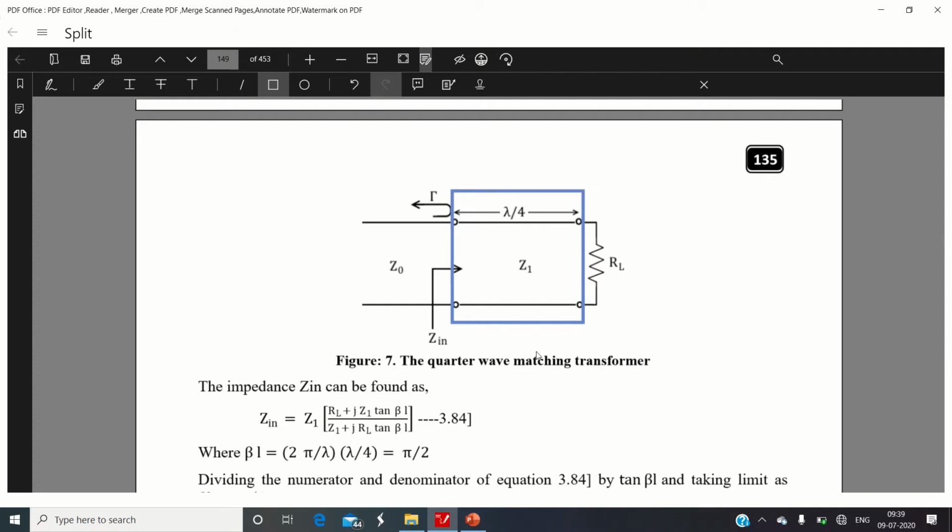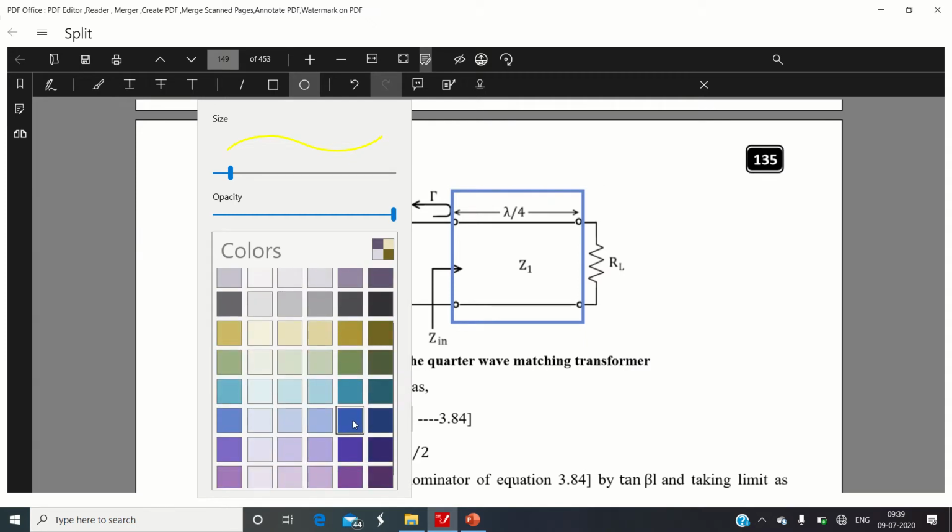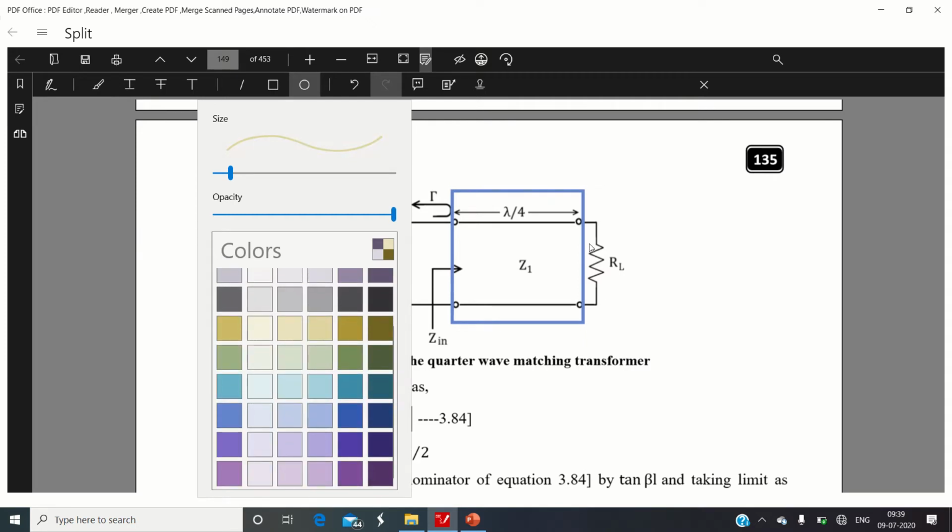So what is a quarter wave transformer matching circuit? It is a piece of transmission line inserted in between the generator side and the load side, such that its length is always an odd multiple of lambda by 4, or quarter wave. Our aim is to make use of this additional lambda by 4 circuit in order to match the given load impedance with the characteristic impedance of the transmission line.